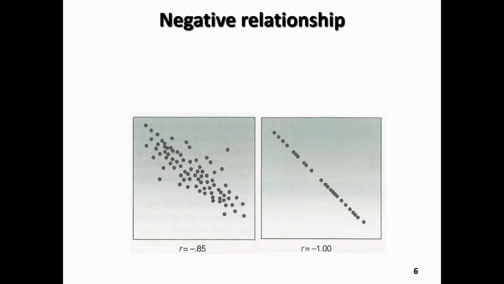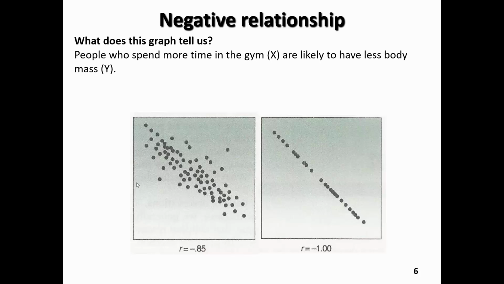The next type of correlation we can have is what's called a negative relationship or an inverse relationship. The inverse relationship tells us that as the value on the x-axis increases, the value on the y-axis decreases. So as one goes up, the other goes down. The next example here is if we examine people who spend more time in the gym, which would be our x variable, are likely to have less body mass.